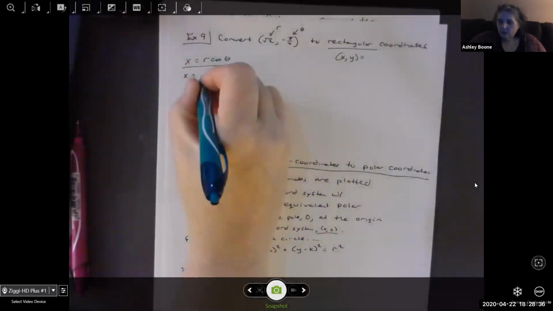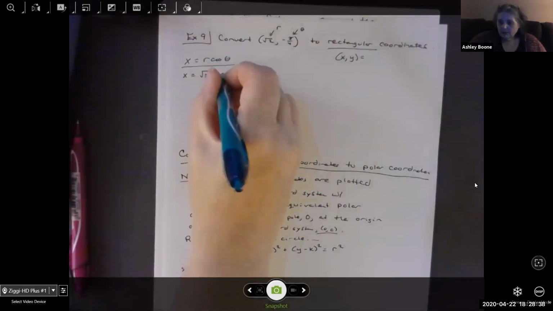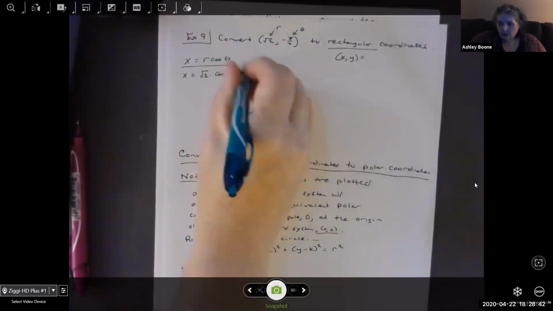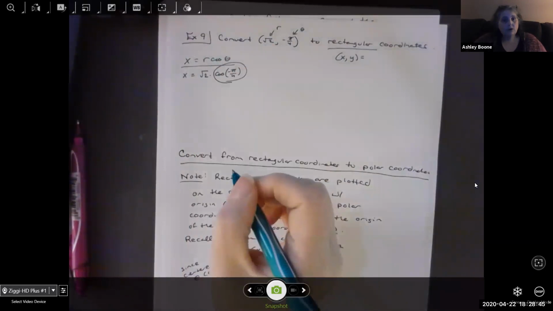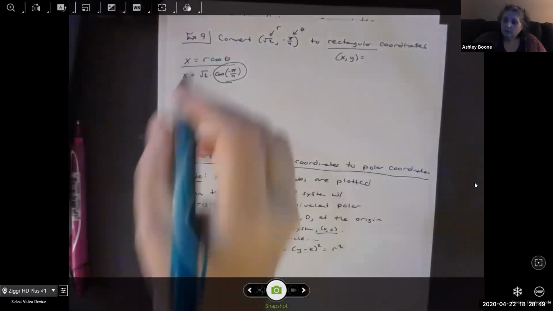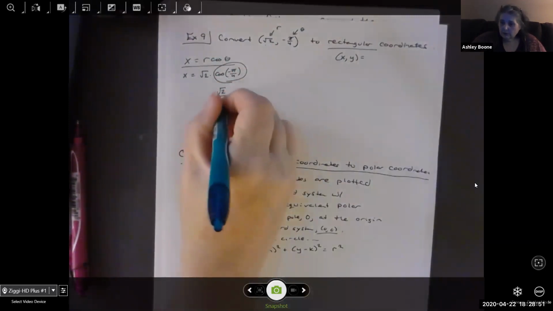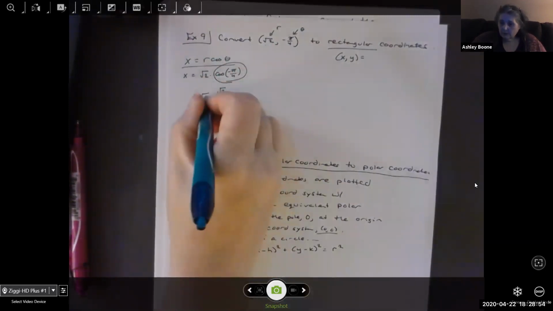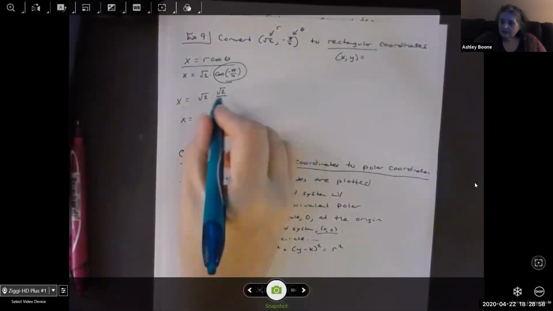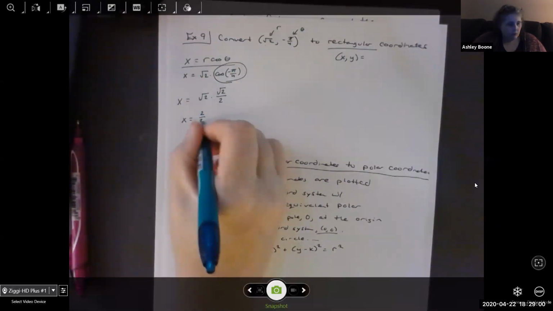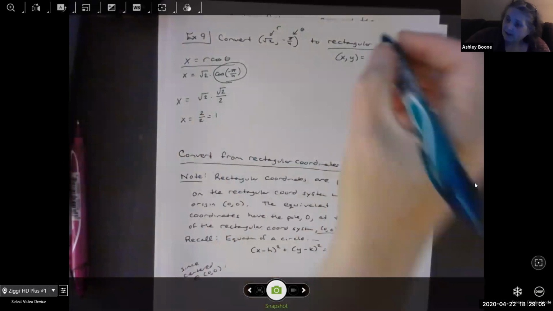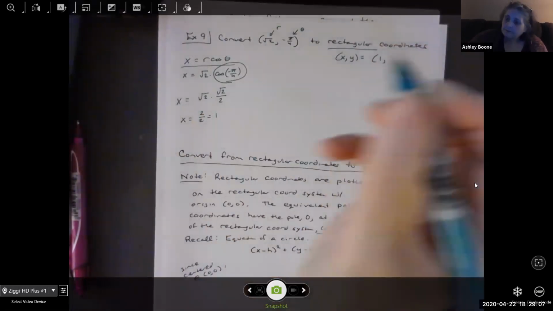So we have the square root of 2 times the cosine of negative pi over 4. The cosine of negative pi over 4, that's in quadrant 4. And cosine is positive in quadrant 4. That's root 2 over 2 times square root of 2. So this ends up giving us 2 over 2, which is 1. So for this one, we have an x value of 1.